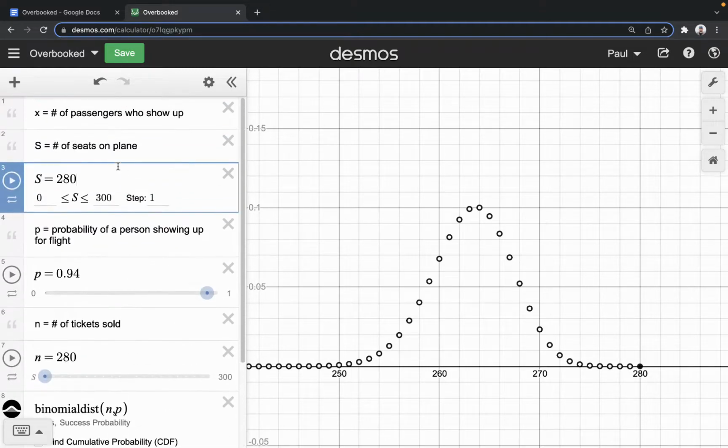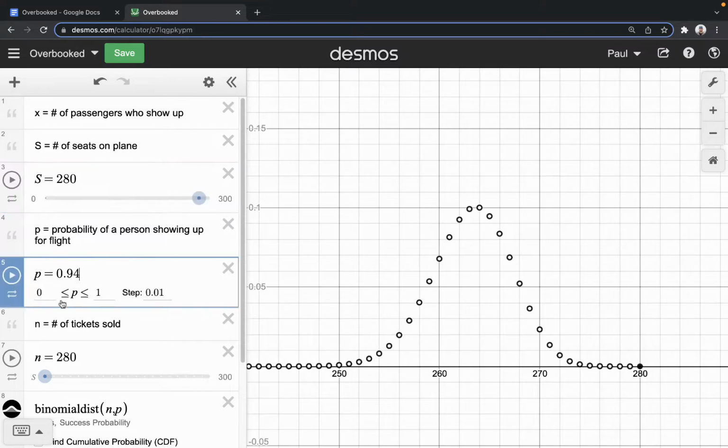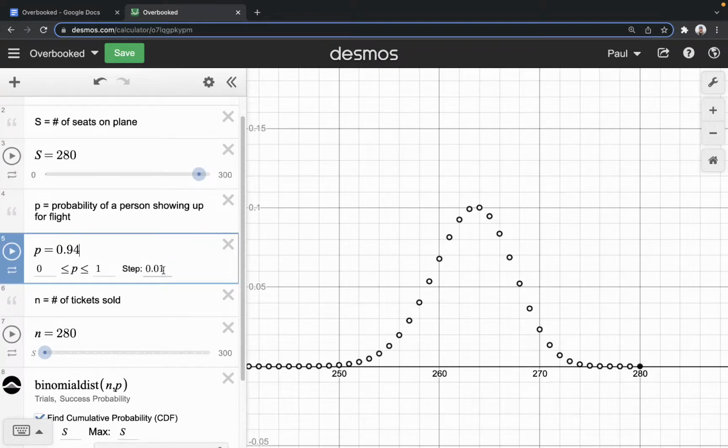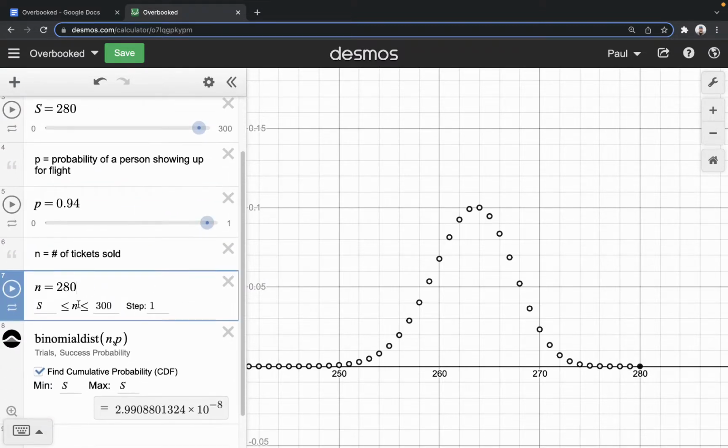The other thing that I've done, I've put some boundaries on these. S, I'm deciding my plane will be from 0 to 300 seats. Has to be a whole number. P has to be between 0 and 1, and I decided to let that change by the hundredth. N is the number of tickets sold. They will not sell fewer tickets than they have seats. That wouldn't make any sense. If you had a 100-seat plane, why would you sell 50 tickets? You're going to start with 100 and then decide if you want to overbook it or not. So they're starting with the number of seats and potentially going up from there. You can't sell half a ticket, so that's a whole number too.